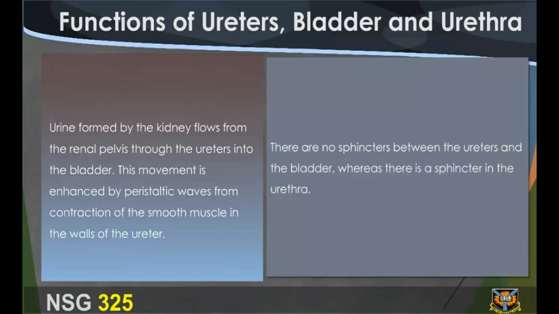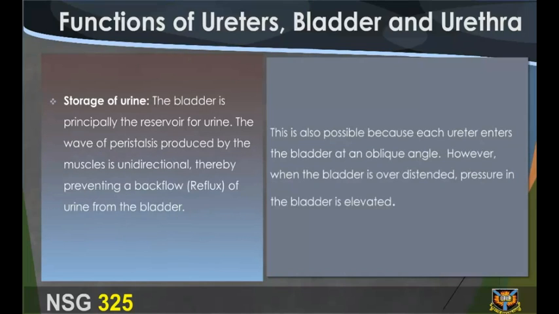Functions of ureters, bladder, and urethra. Urine formed by the kidney flows from the renal pelvis through the ureters into the bladder. This movement is enhanced by peristaltic waves from contraction of the smooth muscle in the walls of the ureters. There are no sphincters between the ureters and the bladder, whereas there is a sphincter in the urethra. Storage of urine. The bladder is principally the reservoir for urine.